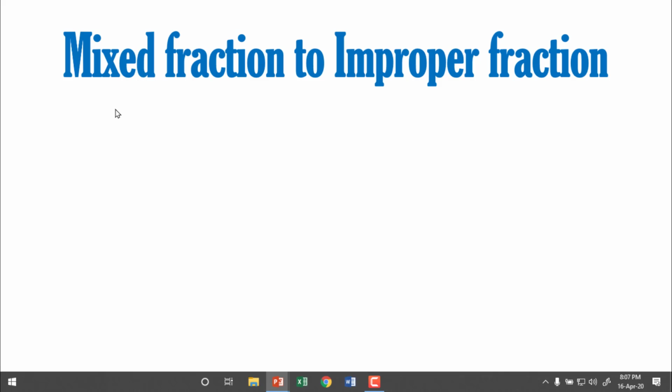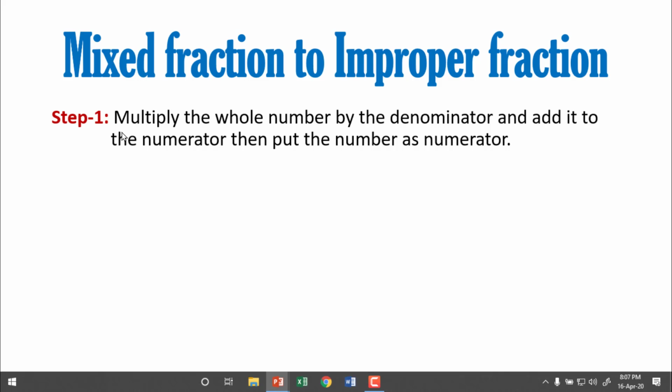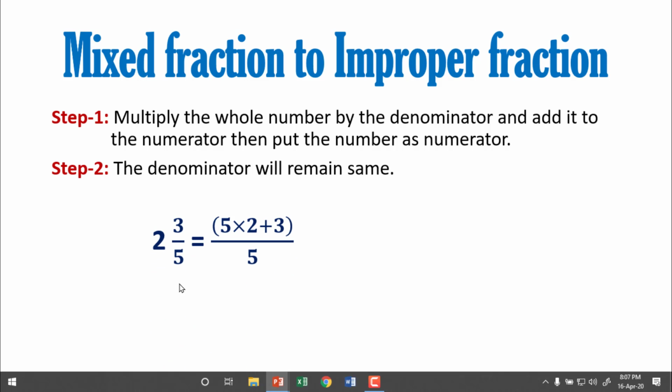Let's see how we can convert a mixed fraction to an improper fraction. Step 1. Multiply the whole number by the denominator and add it to the numerator. Then put the number as the numerator. Step 2. The denominator will remain the same. Let's have an example. 2 whole 3 by 5. Here this is a mixed fraction. So we have to follow step 1. Multiply the whole number by the denominator. So we have to multiply the whole number 2 by the denominator 5.